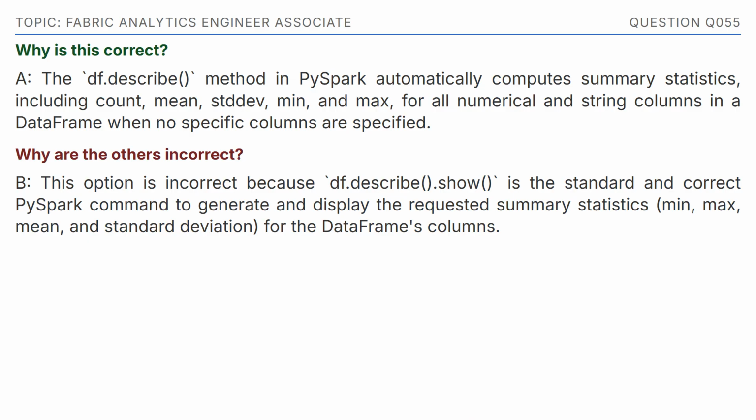Why are the others incorrect? B. This option is incorrect because df.describe.show is the standard and correct PySpark command to generate and display the requested summary statistics, min, max, mean, and standard deviation, for the data frame's columns.